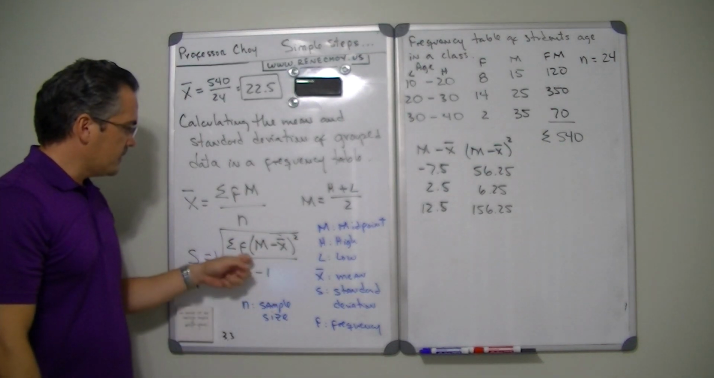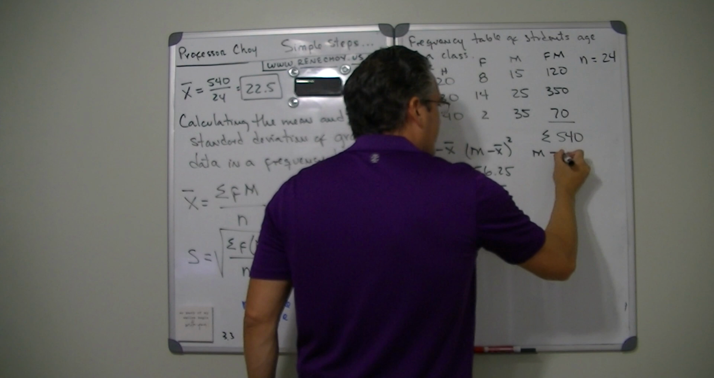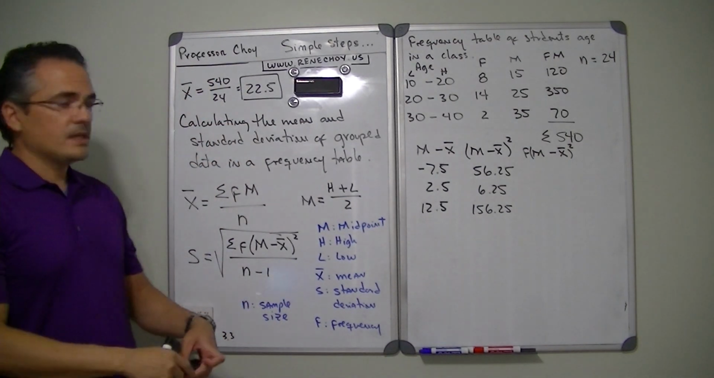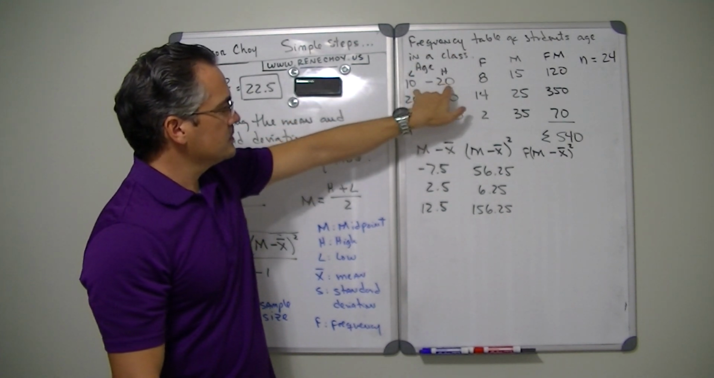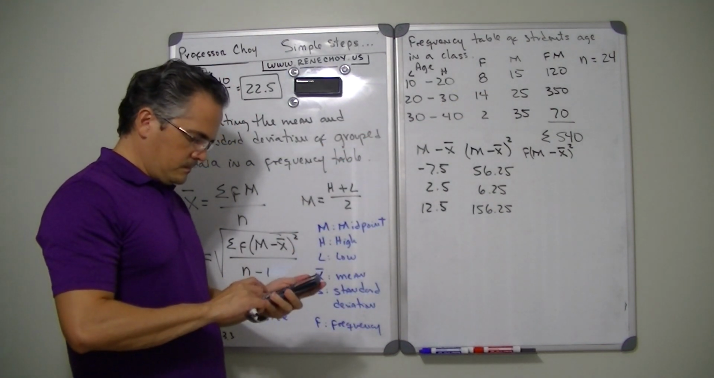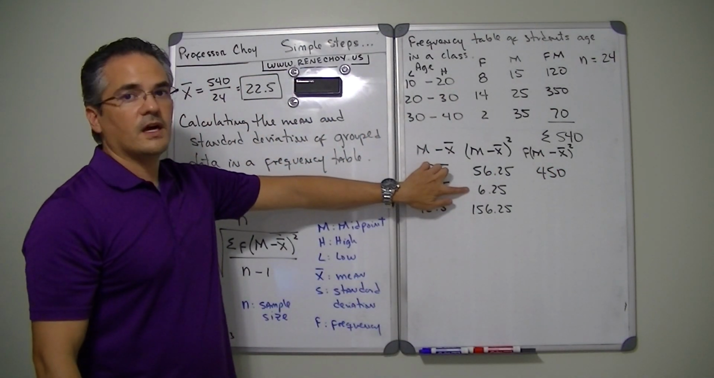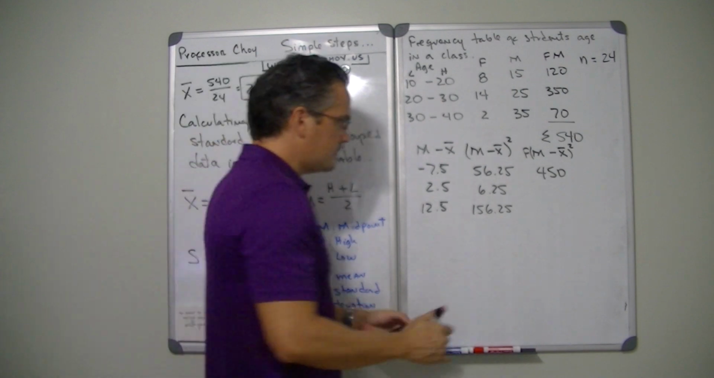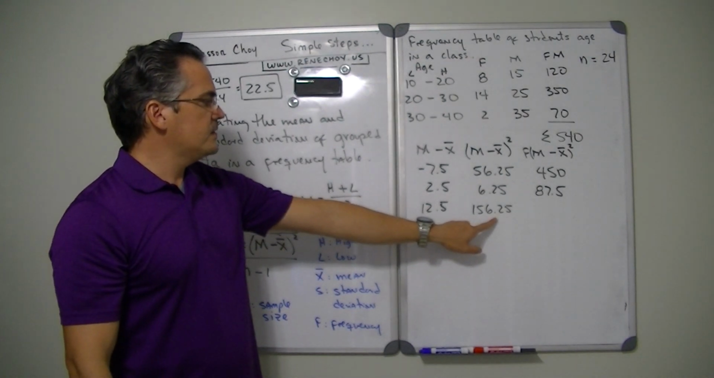Next step on the formula is I have to multiply times the frequency. So I have to do m minus x bar squared times the frequency. That's where we are right now. So I'm going to take this number here and multiply it times the frequency that has to do with the first data point. So I'm going to do 56.25 times 8. That gives me 450. Now I have to do 6.25 times 14. Now I have to do 156.25 times 2.